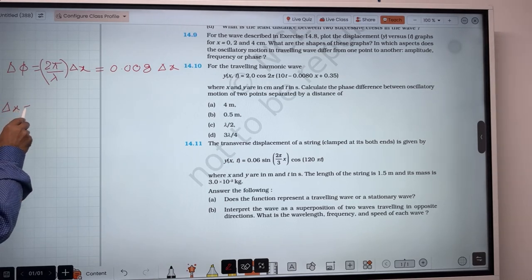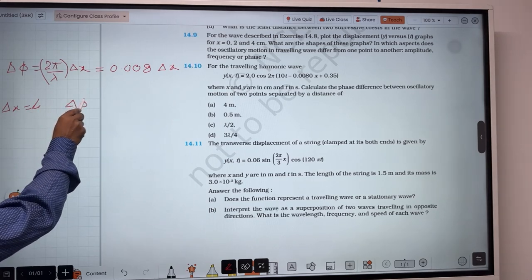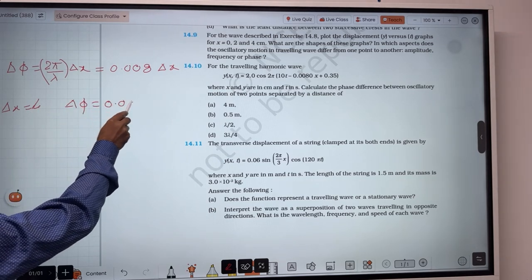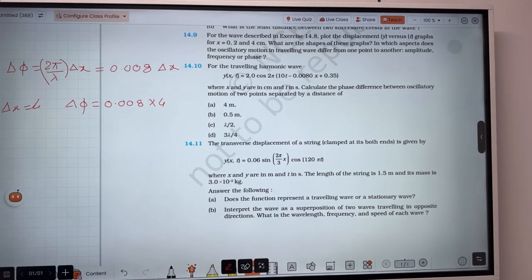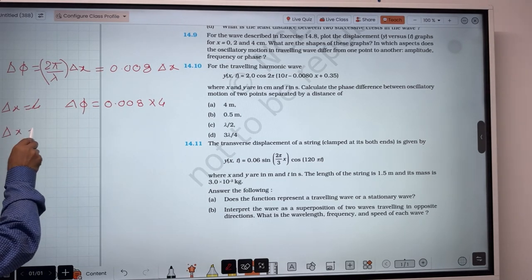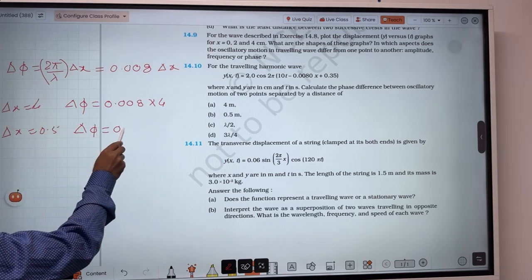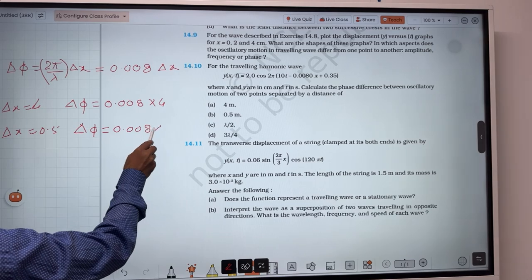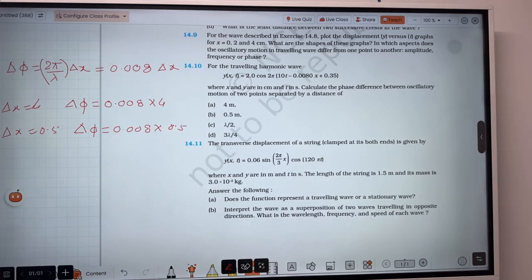So when delta x is equal to say 4, so delta phi will be 0.008 multiplied by 4, correct? And that will be in radian. Similarly, we can take delta x as 0.5, then delta phi will be 0.008 multiplied by 0.5.